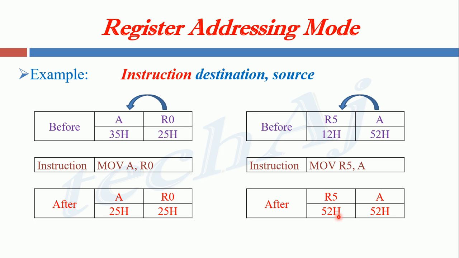Now always remember that in register addressing mode, one of the operands must be the accumulator, either as the destination operand or as the source operand. Also, in register addressing mode, data transfer among the registers of the register bank is not allowed. For example, we cannot have a data transfer between R0 and R4 because both belong to the register bank.